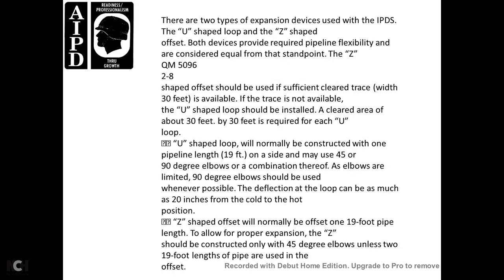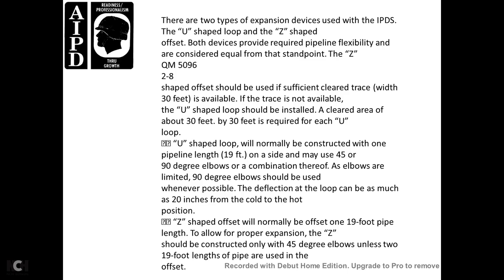There are two types of expansion devices used within the inland petroleum dispensing system: the U-shaped loop and the Z-shaped offset. Both devices provide pipeline flexibility and are considered equal from that standpoint. The Z-shaped offset should be used if there is a sufficiently cleared trace with a width of 30 feet available. If the trace is not available, the U-shaped loop should be installed, with a cleared area of 30 feet by 30 feet as required for the U-loop.